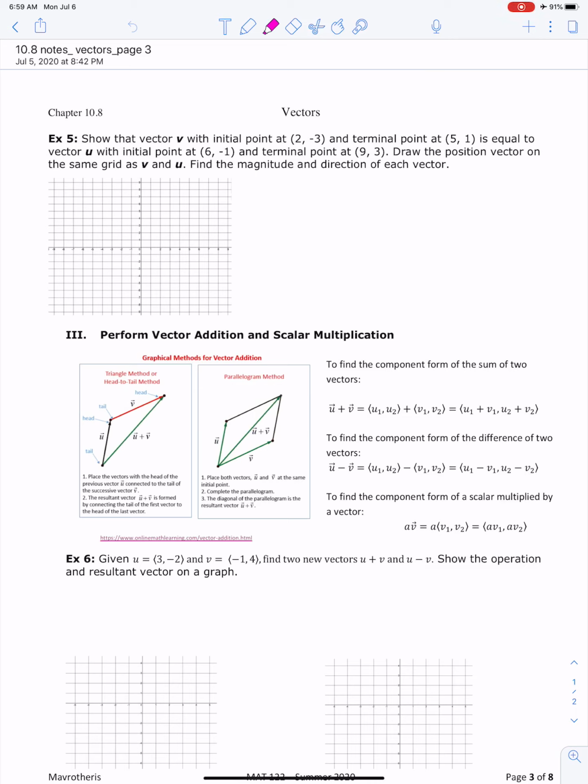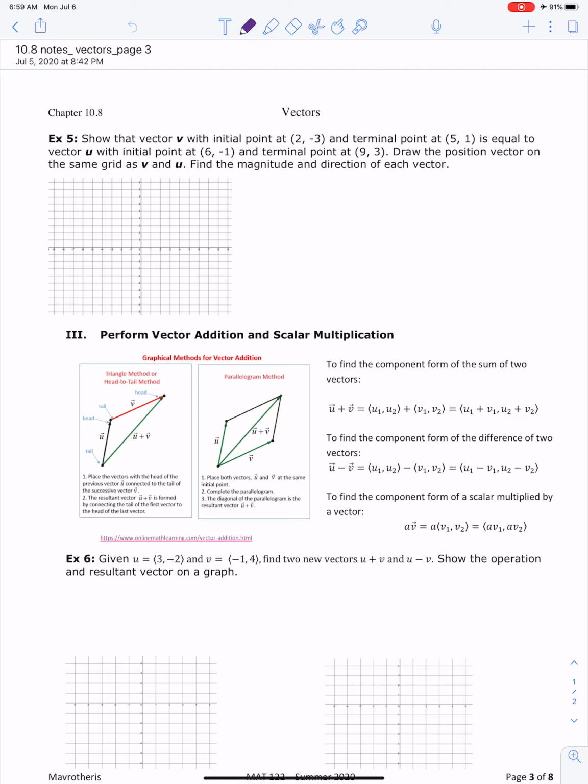10.8 notes, vectors, page 3. So example 5, let's take a look at what we got here. We want to show that the vector v with the initial point at 2, -3 and terminal point at 5, 1 is equal to vector u that has an initial point at 6, -1 and terminal point at 9, 3.